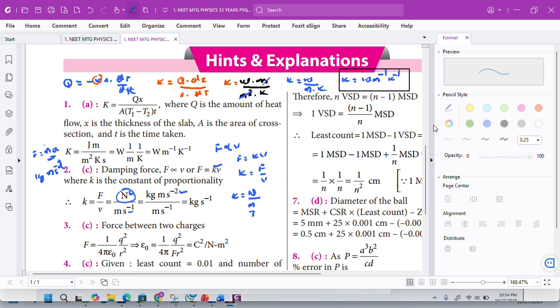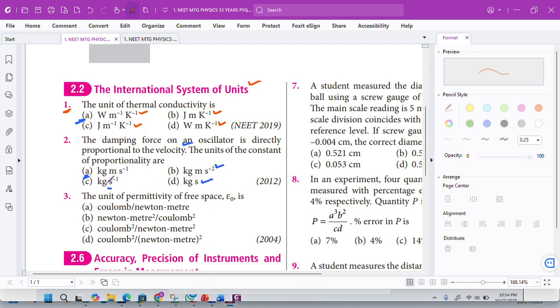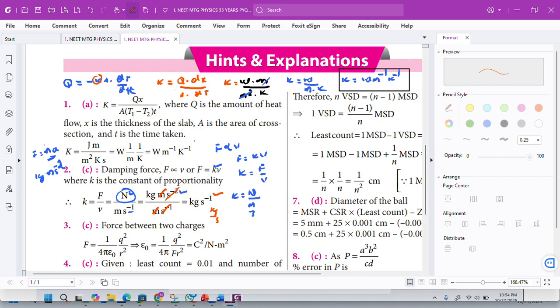Now meter and meter get cancelled. Second to the power of minus 2 and second to the power of minus 1, one will get cancelled, then kg second to the power of minus 1. Or else I can write kg per second also. The correct answer is kg second to the power of minus 1. Answer C is the correct answer, dear students. Hence it is correct. Okay, fine.